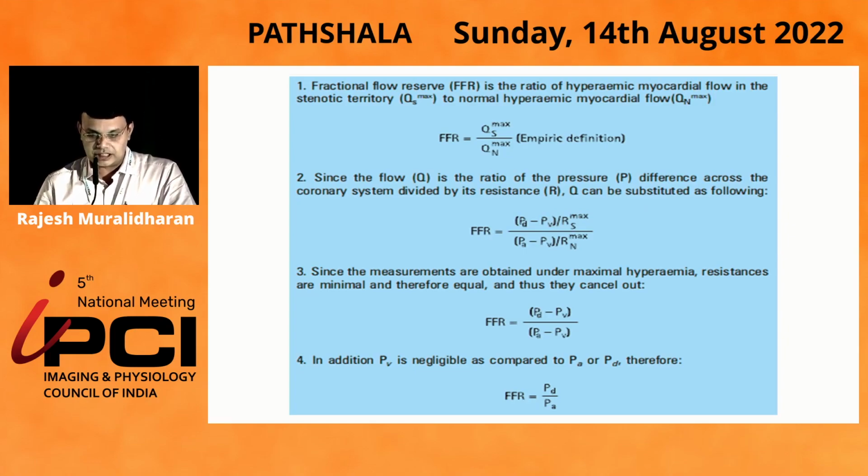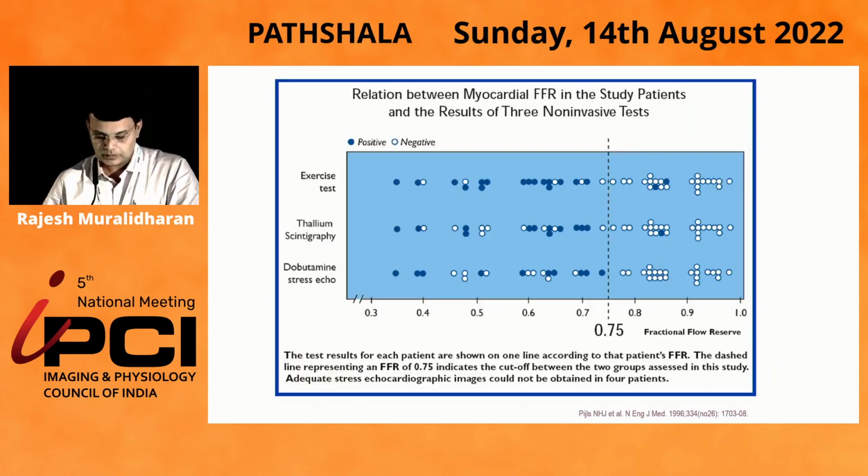Since the resistances and the venous pressures are minimal, they can be considered negligible, and finally we arrive at the equation of Pd/Pa. This concept was put to test in 45 consecutive patients by Nico Pijls himself, and he found that all 21 of his patients who had all the 3 stress tests, that is the exercise bicycle test, thallium scintigraphy or dobutamine stress test, had an FFR value of less than 0.75, or they had evidence of inducible ischemia by one of the non-invasive tests if the FFR value was less than 0.75. And none of the patients who had an FFR value of more than 0.75 required a revascularization in the subsequent 14 months. That's how this ischemic cutoff threshold of FFR came into vogue.